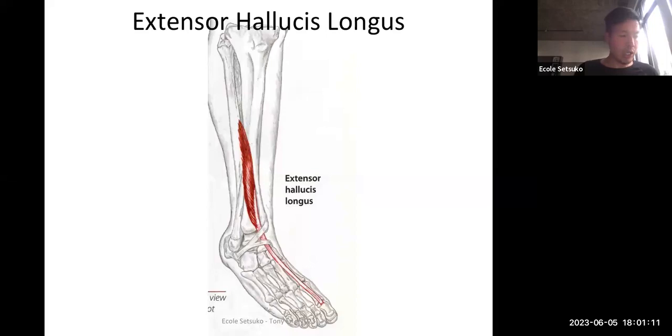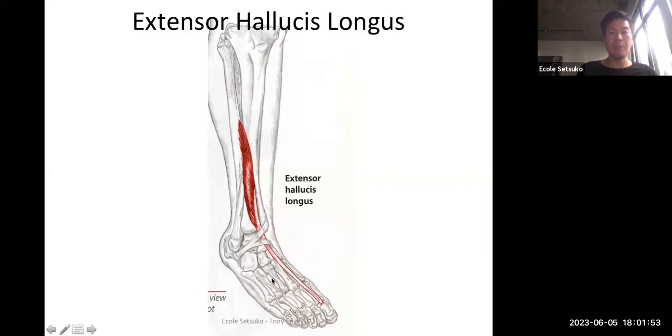And then you have extensor hallucis longus. Remember, hallucis means big toe. So it's going to have an attachment on the fibula, middle third, anterior surface, and onto the interosseous membrane. And then look at this extensor retinaculum, again keeping that tendon down, going to the first big toe, distal phalange. If we bring the first toe into extension, that's going to activate that muscle. It also has dorsiflexion and ankle inversion as synergist, but its main action will be big toe extension.